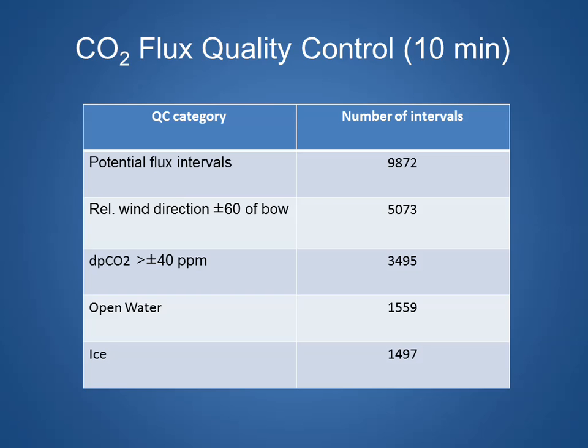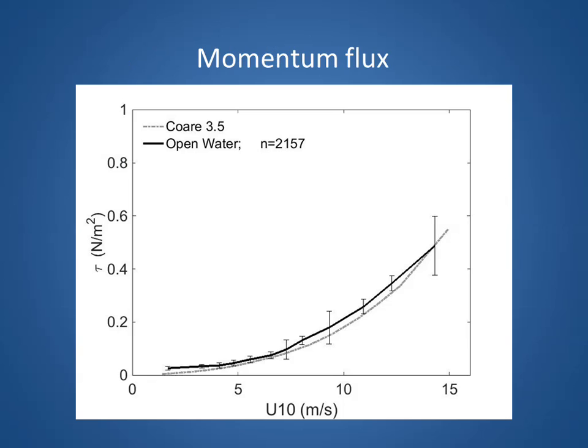So we were out to sea for about 85 days. There were about 10,000 potential flux intervals. After selecting for relative wind direction, plus or minus 60, we lose about half. We lose another 1,500 for delta pCO2, plus or minus 40 parts per million. And then we get down to about 1,500 each for open water and ice. So we lose a lot of data, even on the cruises that we selected as our best cruises.